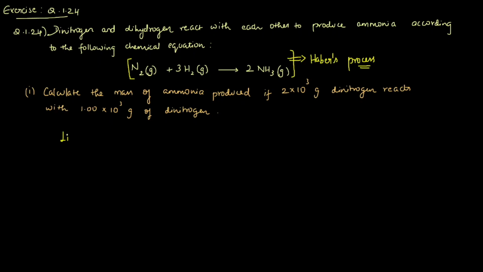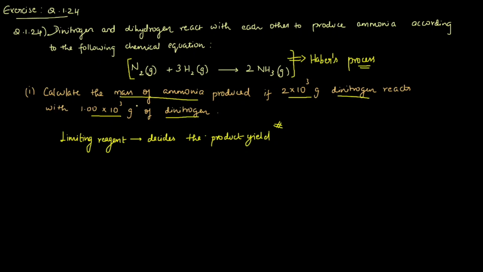Okay, the reaction is N2 plus 3H2 gives 2NH3. So we should find out the limiting reagent here. We know that the limiting reagent is the reagent which is present in less amount, and this decides the product yield. Writing the reaction again, N2 plus 3H2 gives 2NH3. This process is called Haber's process of ammonia production.